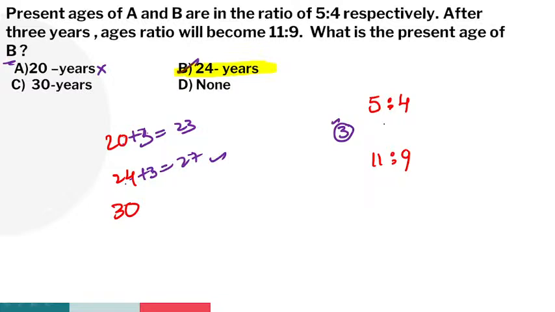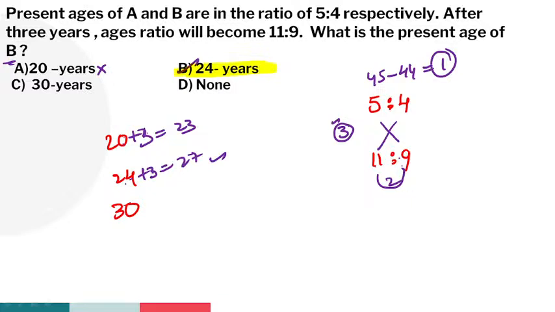The first step is cross multiplication, check the difference. What is the first step? Cross multiplication, check the difference. 9 5s are 45, 11 4s are 44. So what is the difference between 45 and 44? 1. Right. That is the first step. Cross multiplication, check the difference. And coming to the second step, check the second ratio difference. The first ratio is 5:4. The second ratio is how much? 11:9.